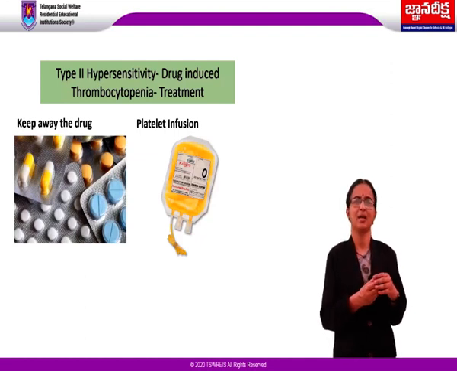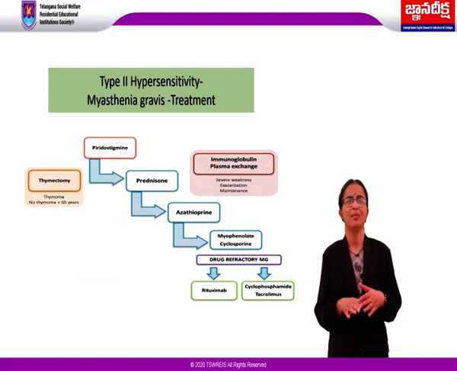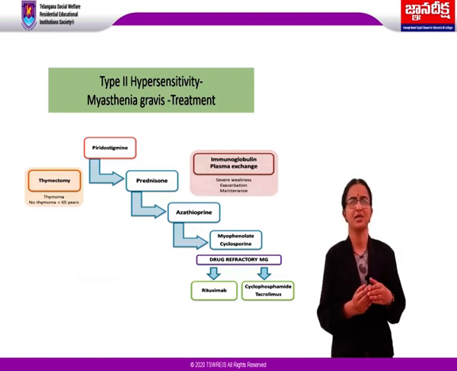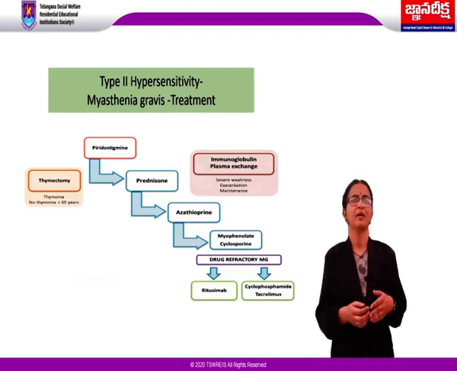Myasthenia gravis can be treated by symptomatic therapy with an acetylcholinesterase inhibitor like pyridostigmine, chronic immunosuppressive therapies, plasma exchange, and intravenous immune globulin therapy.